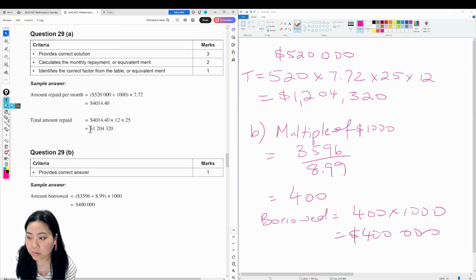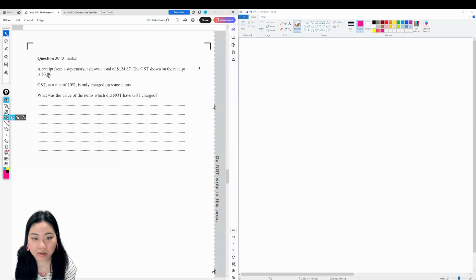Let's check our answers. 29A, 1,204,320. Yes, and borrowed 400,000. Question 30, 3 marks. A receipt from a supermarket shows a total of $124.87. The GST shown on the receipt is $3.86. GST is 10%. It's only charged on some items. What was the value of items which did not have GST charged?